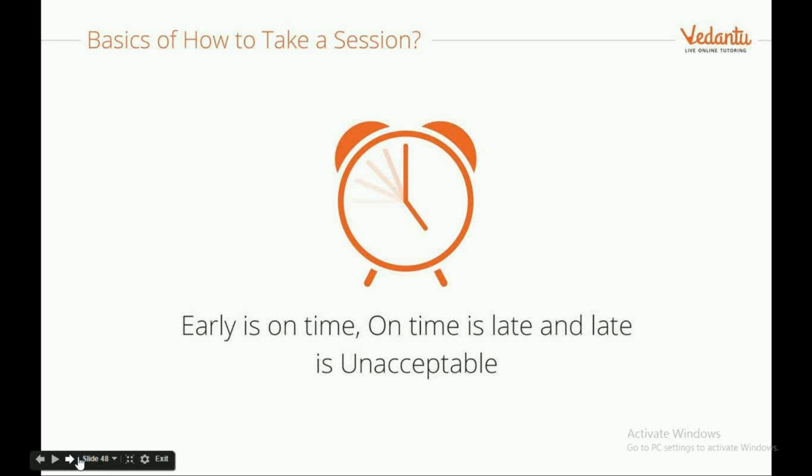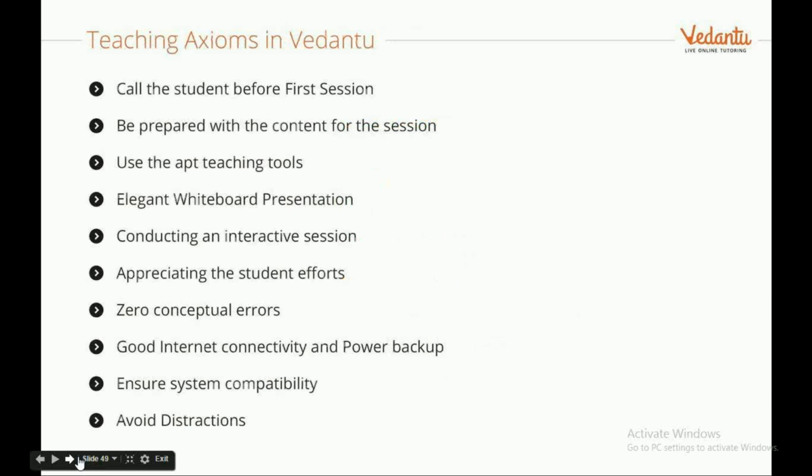So moving on to the next set of guidelines. We have defined a few teaching axioms in Vedantu. As a teacher, we need to follow these guidelines mandatorily. So just be careful about the mentioned points. I'll quickly go through all the mentioned points.